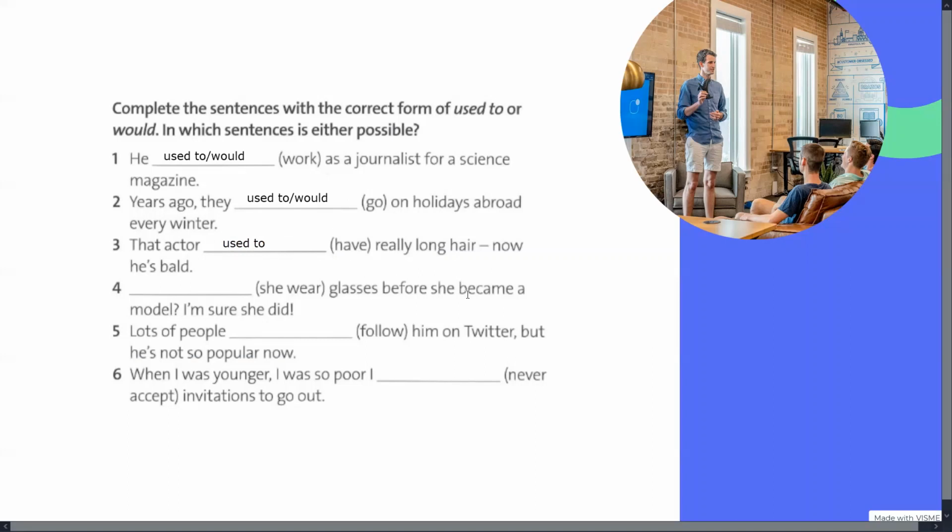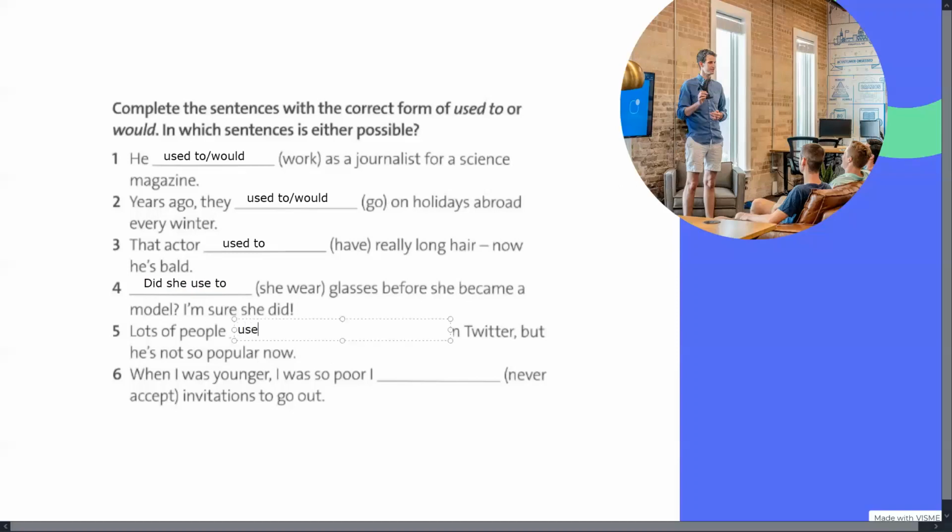She wore glasses before she became a model. I'm sure she did. This is a question, so we need, did she used to? Did she used to wear glasses before she became a model? I'm sure she did.